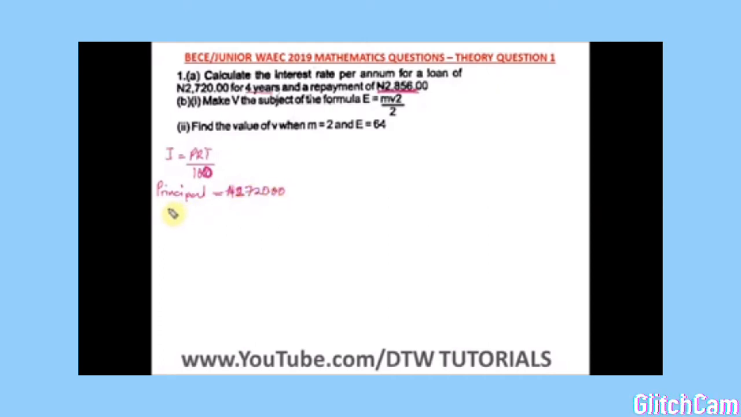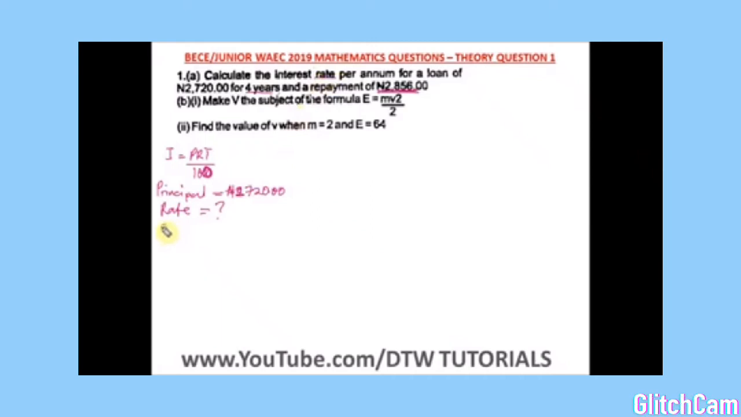All right, write everything down. What is your rate? Don't just put P alone. Write it fully, principal, so he knows that you know what P means. So rate is equal to, our rate from this question is what? Unknown, because that's what we're looking for. Calculate the interest rate. That is what we're looking for.